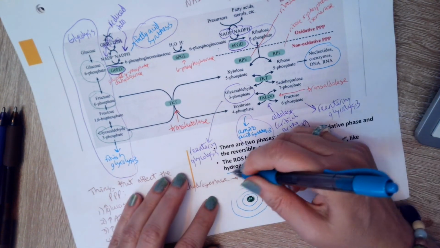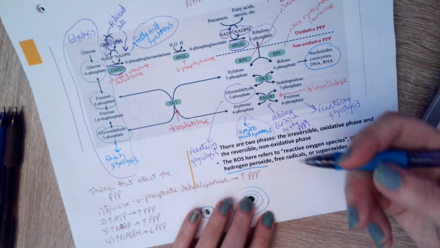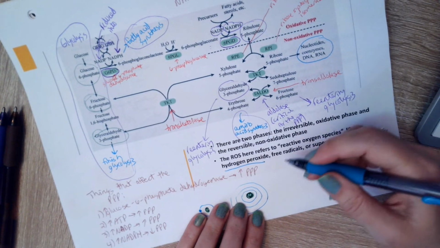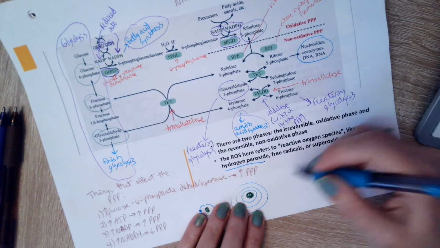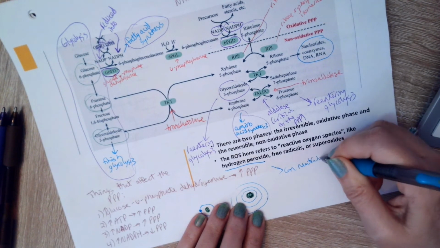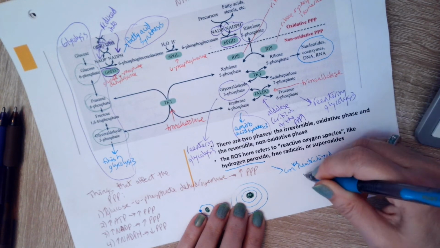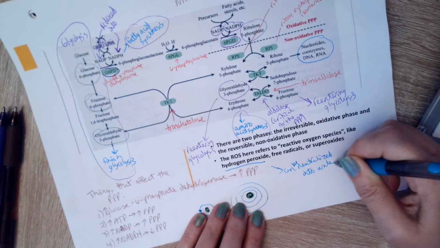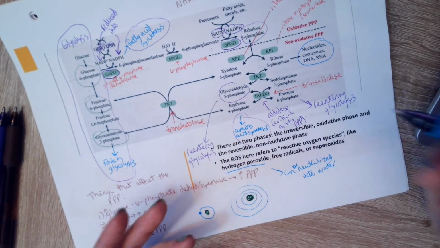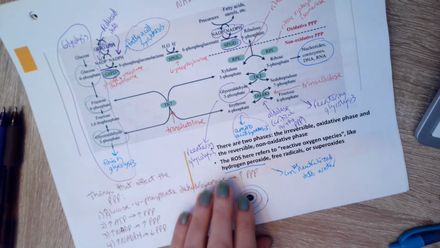For example, hydrogen peroxide is a reactive oxygen species. It's damaging inside the cell, so we want to neutralize it as quickly as we can. And an antioxidant can neutralize it into water. So we're just knocking a hydrogen off of it, and that makes it non-reactive. It's just water at that point. So that's kind of the way that antioxidants work.